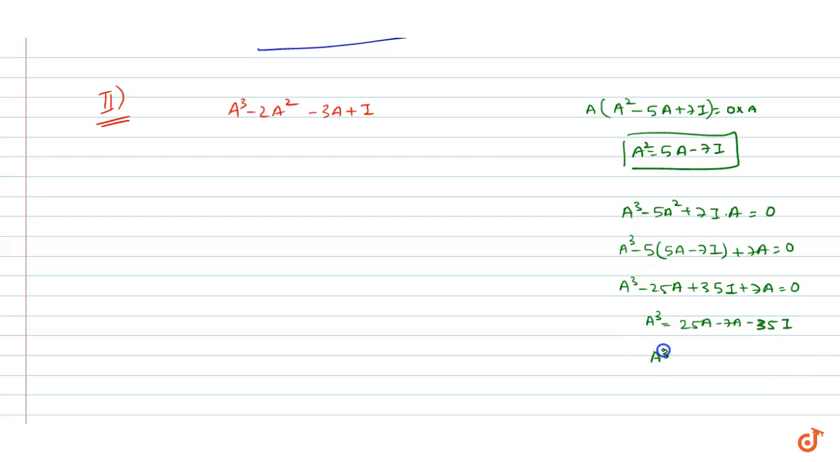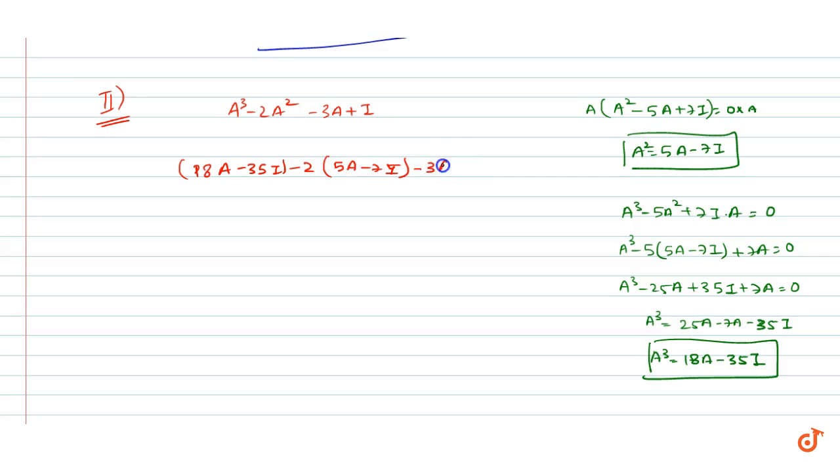तो A³ की जो वैल्यू है वो हो जाएगी 25 − 7 दैट इज 18, तो 18A − 35I. तो हमारे पास A³ और A² दोनों है. A³ की वैल्यू हो गई 18A − 35I minus twice of A², that is 5A − 7I, minus 3A plus I, that is 18A − 2 into 5 that is 10A − 3A − 35I + 14I + I. ये आ गया.